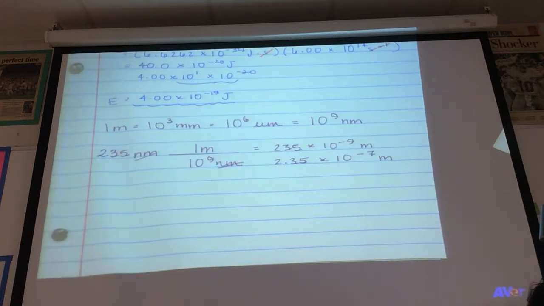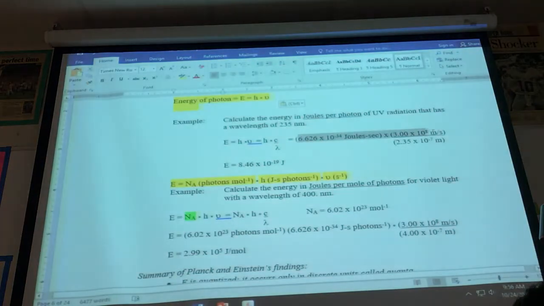Once you get that conversion, it just becomes a plug and chug situation. You've got your constants on top, your wavelength in meters, and an energy of about 8 and change times 10 to the negative 19. And visible light typically is 10 to the negative 19th joules.